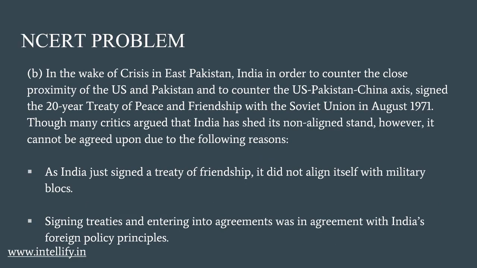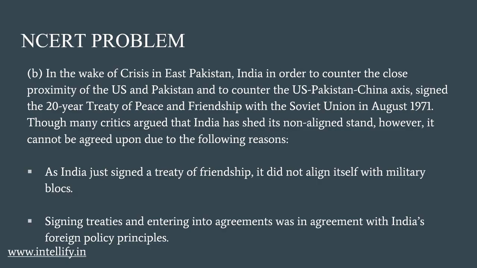The answer to the second sub-question, that is, do you think that the Indo-Soviet Friendship Treaty violated the principle of non-alignment? Give your reasons for this answer. The answer to this question is, in the wake of crisis in East Pakistan, India, in order to counter the close proximity of the US and Pakistan and to counter the US-Pakistan-China axis, signed the 20-year Treaty of Peace and Friendship with the Soviet Union in August 1971.